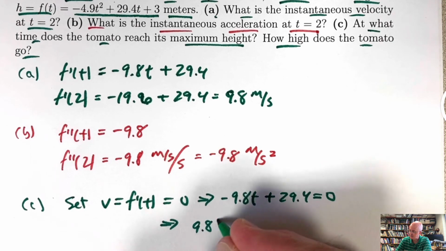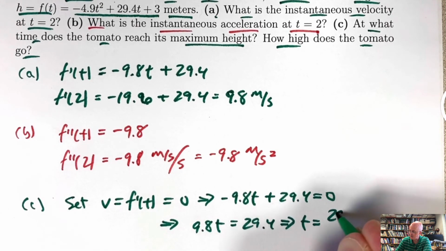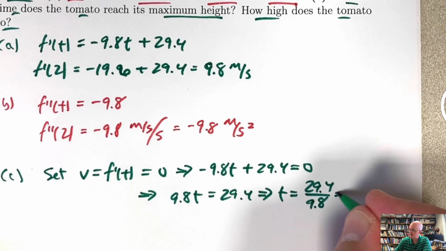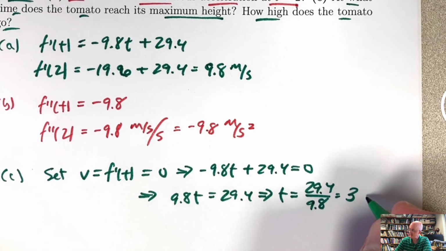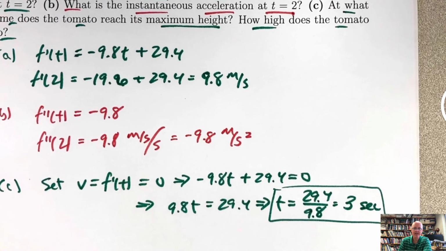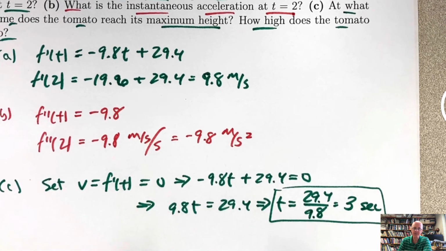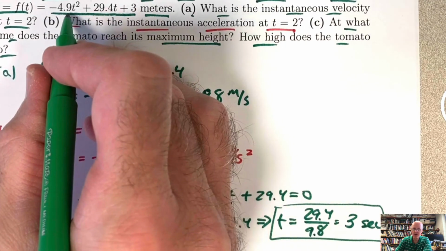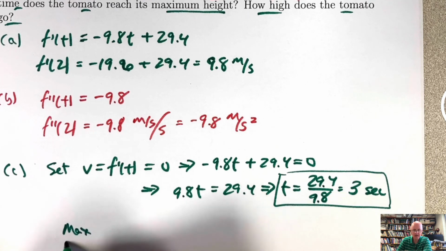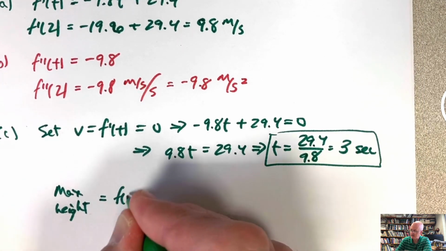9.8 t will be 29.4, and so t will be 29.4 divided by 9.8, and that will be 3. I made it nice that way. That will be in seconds. t equals 3 seconds is the time at which the tomato reaches its maximum height. The actual maximum height itself needs us to take that value of t and plug it into the original function. So the max height is ultimately f of 3.